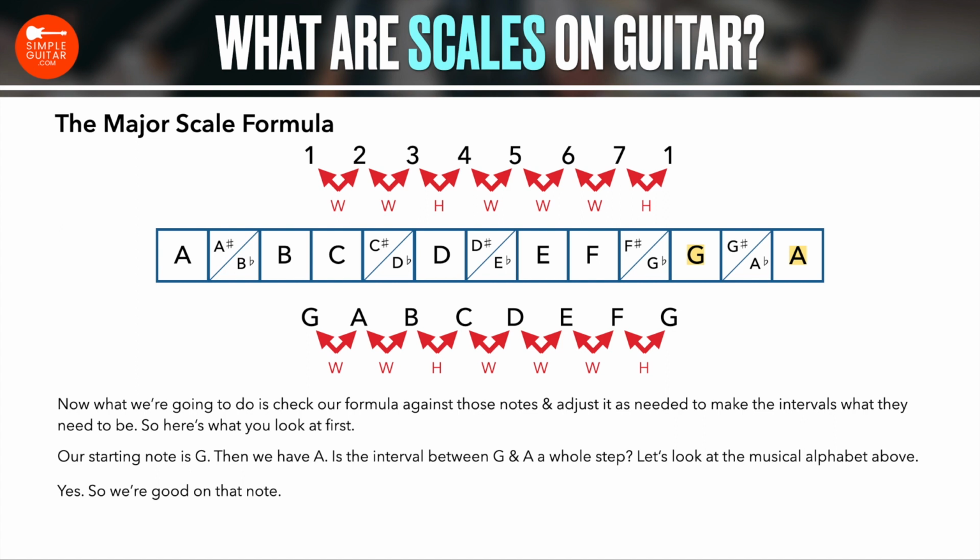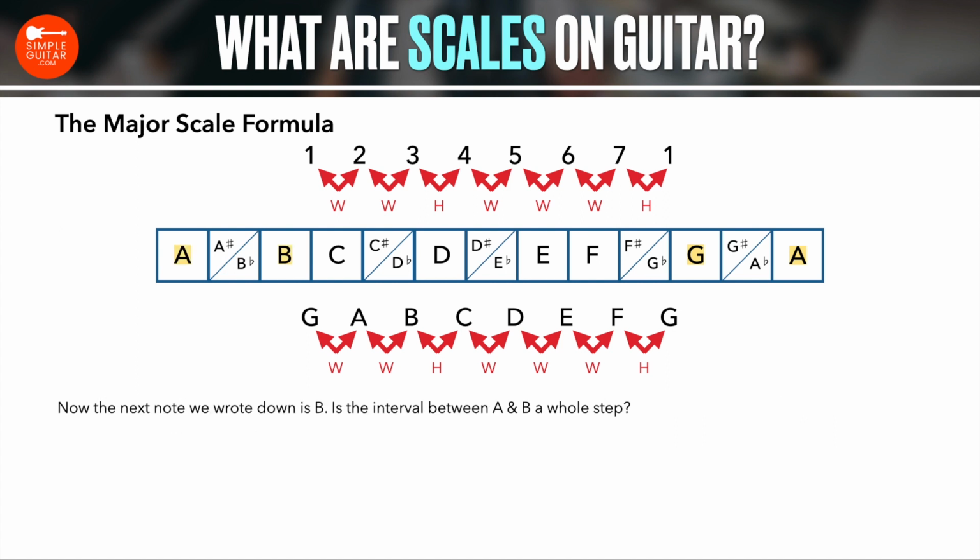That follows the formula. Now, the next note we wrote down is B. Is the interval between A and B a whole step? So I highlighted it up above here too. If you look on the left side, we have A and then up to A sharp is a half step. And then from A sharp up to B is another half step. So that means between A and B, we have a whole step. So we are good to go. So far, our notes of the scale are G, A, and B, and we're doing good.